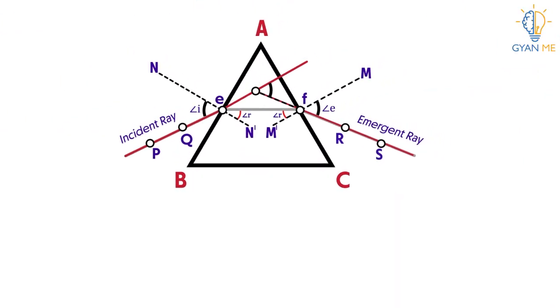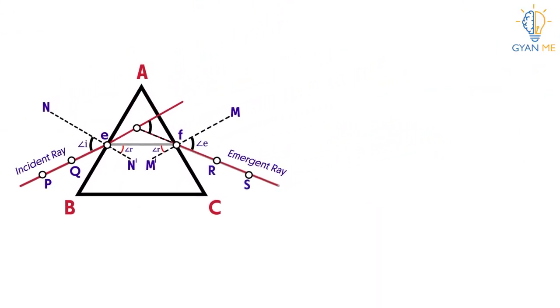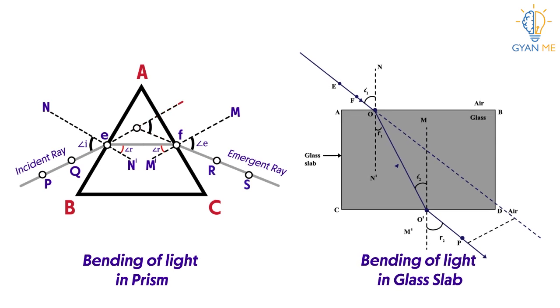Now compare the refraction of light through prism and the slab. Is the kind of bending that occurs in prism the same as that in glass slab? Pause the video, think about it, and we will see you in the next video.